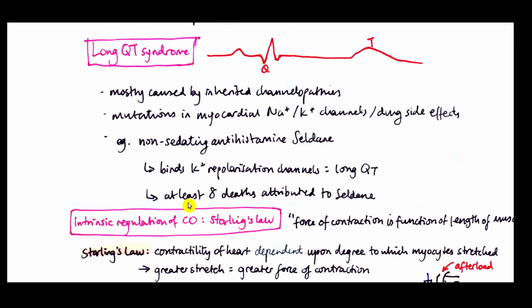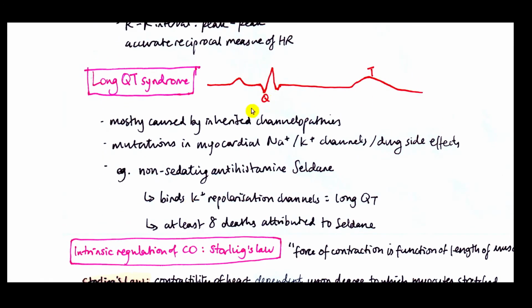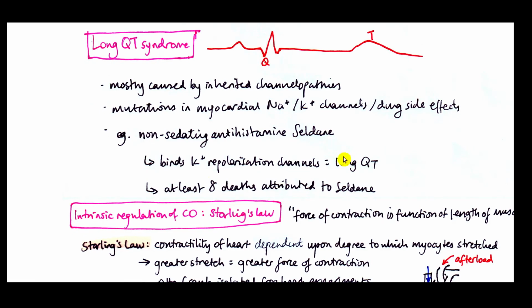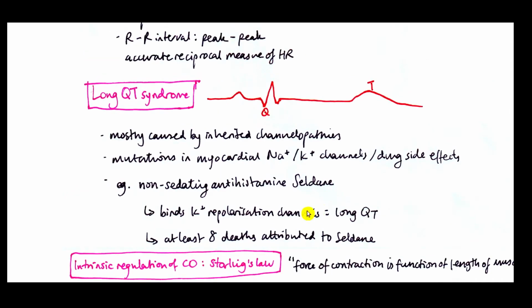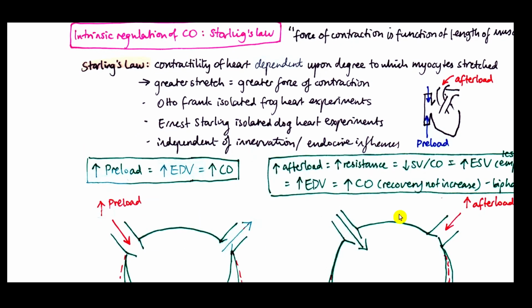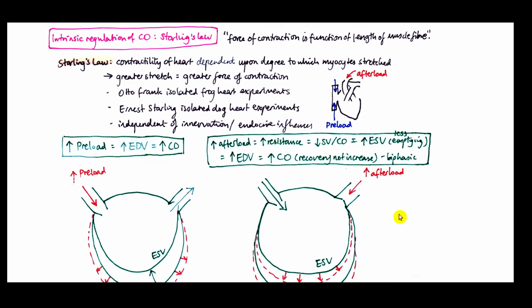Long QT syndrome, so you can see a very long QT here, is caused by inherited channelopathies. So these are diseases which affect ion channels, and that disrupts the electrical activity. So mutations in the myocardial sodium-potassium channels can be as a result of drug side effects or just mutations. For example, a drug that was notorious for this was the non-sedating antihistamine Seldane, which binds K+ repolarization channels, and this caused long QT syndrome in many patients that took it. At least 8 deaths were attributed to Seldane before it was taken off the market, which highlights the importance of checking the side effects of drugs, really.